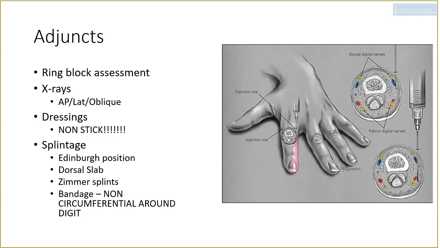So you're always advancing the needle through a bit that's already numb until you can see you're tenting the volar skin, and then you can put a bolus of a couple of mils in there, and that'll give you a numb finger within 10 minutes. And then you can assess them.